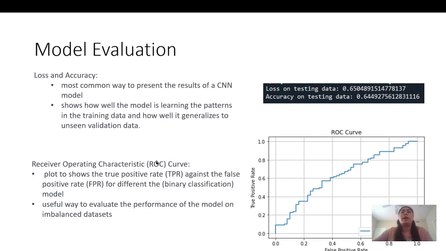Also, I have plotted the ROC curve. The area under the ROC curve I achieved was greater than 0.5, which shows that the model is better than a coin toss.